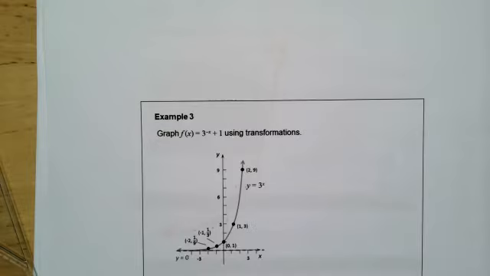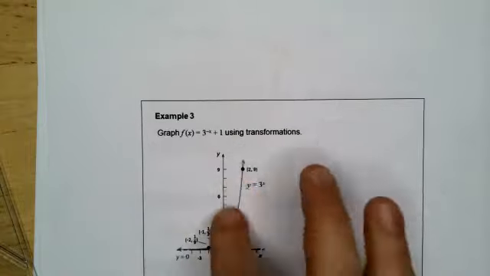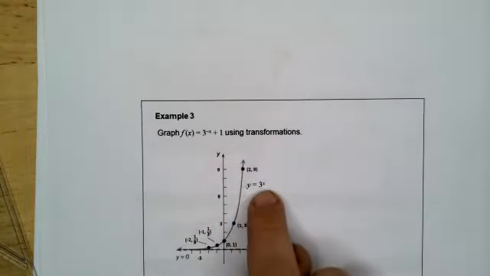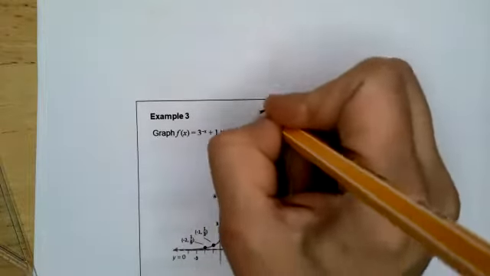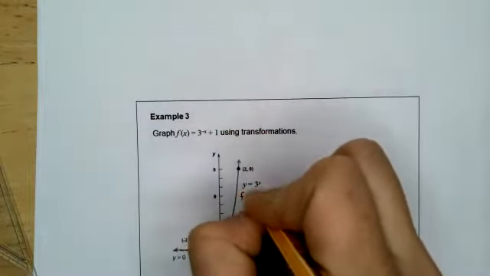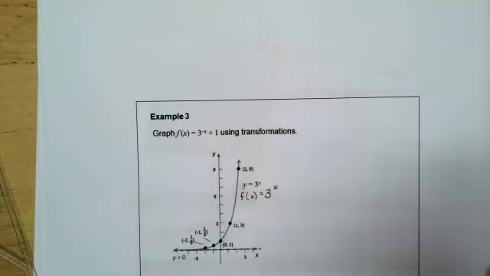Now, what if instead of 3 to the power of x, it was 3 to the power of -x plus 1? That means we are transforming it. It's still the graph of an exponential function. And this is the graph we already made today, f of x = 3 to the power of x. And then they're asking us to transform it.